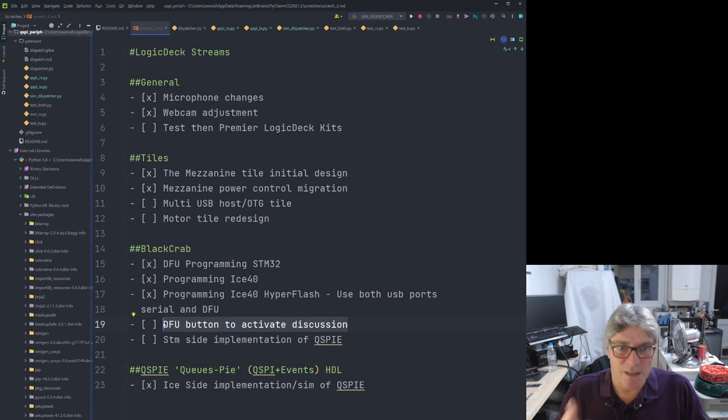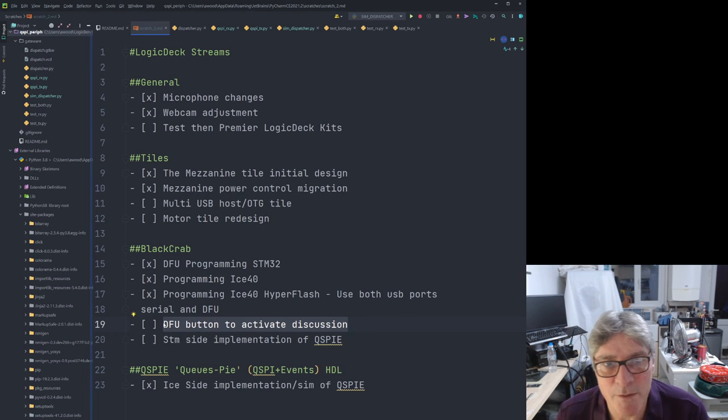So it does sound a little complicated, and there are some hoops there, but it will mean that not only can we program the STM32, we can program its external flash. We can also put default user images for the ICE40 on there, as well as a programmable image that enables us to program the hyperflash that's connected to the ICE40. So we can pre-flash the hyperflash that's connected to the ICE40. That's what that's about, using a DFU protocol.